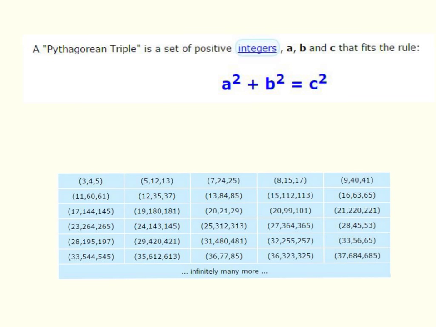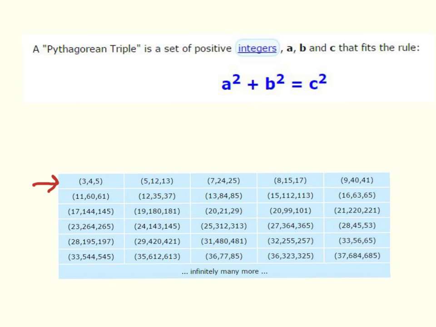Let's talk about Pythagorean triples. A Pythagorean triple is a set of positive integers, a, b, and c, that fits the rule a squared plus b squared equals c squared. Here's a list of Pythagorean triples in this table. The ones that are used the most are right here in the top row: 3, 4, 5; 5, 12, 13; 7, 24, 25; 8, 15, 17; 9, 40, 41.